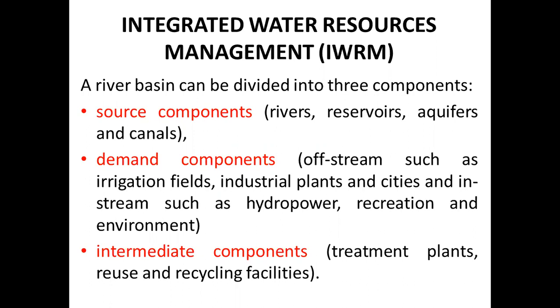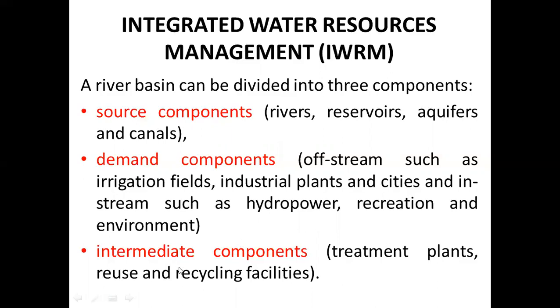So what we're doing here is, all the water which is available, used, and non-used water is all studied under this parameter. That's why it's called integrated. So it's like integrating, it's all in one. Firstly, we're going to study that there are three different components in a river basin: the source component, demand component, and intermediate component. These are the three important components.